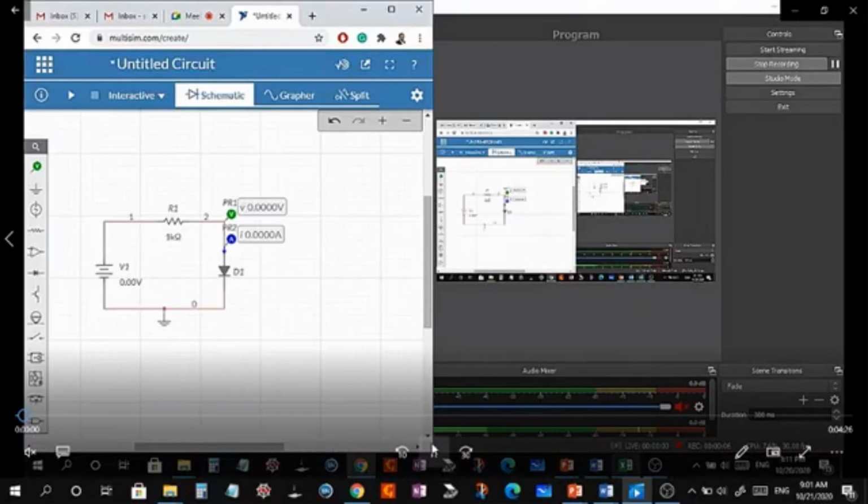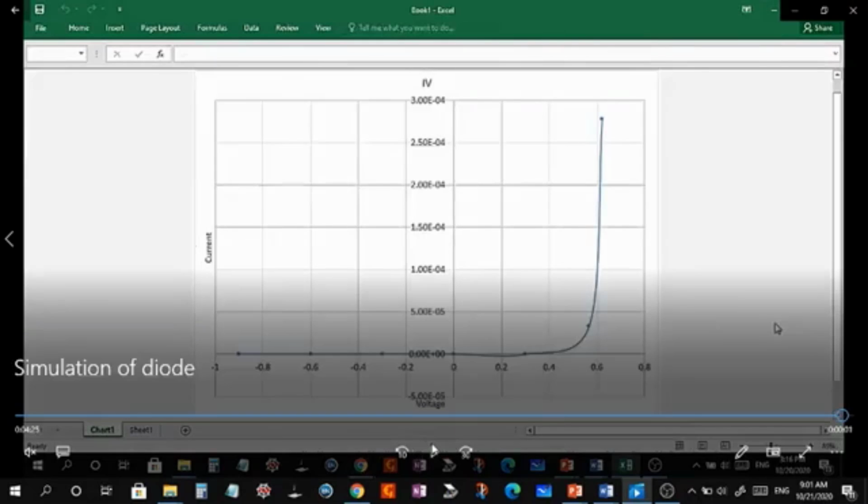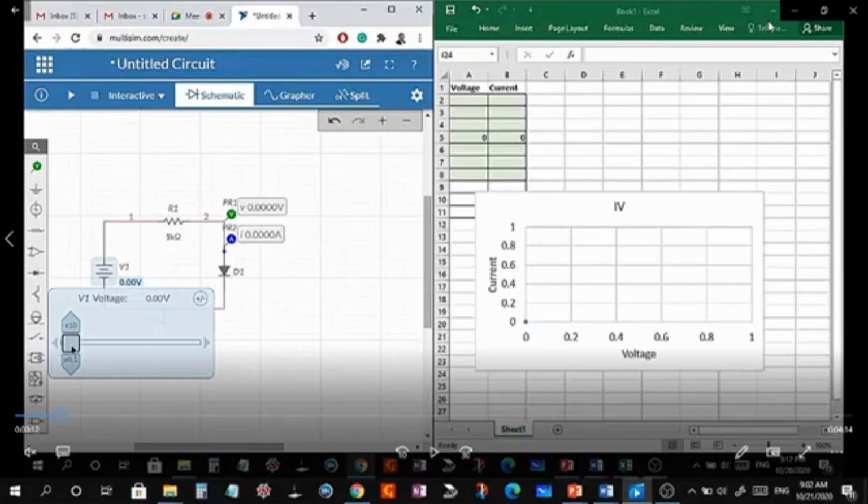Okay, so you can see here when we apply a positive voltage, the current can flow. When we apply negative voltage, the current cannot flow. So this is what it means by the diode allows current in only one direction, only when we apply positive voltage. So in our simulation, the current will only flow clockwise. In this case, the current cannot flow anti-clockwise.